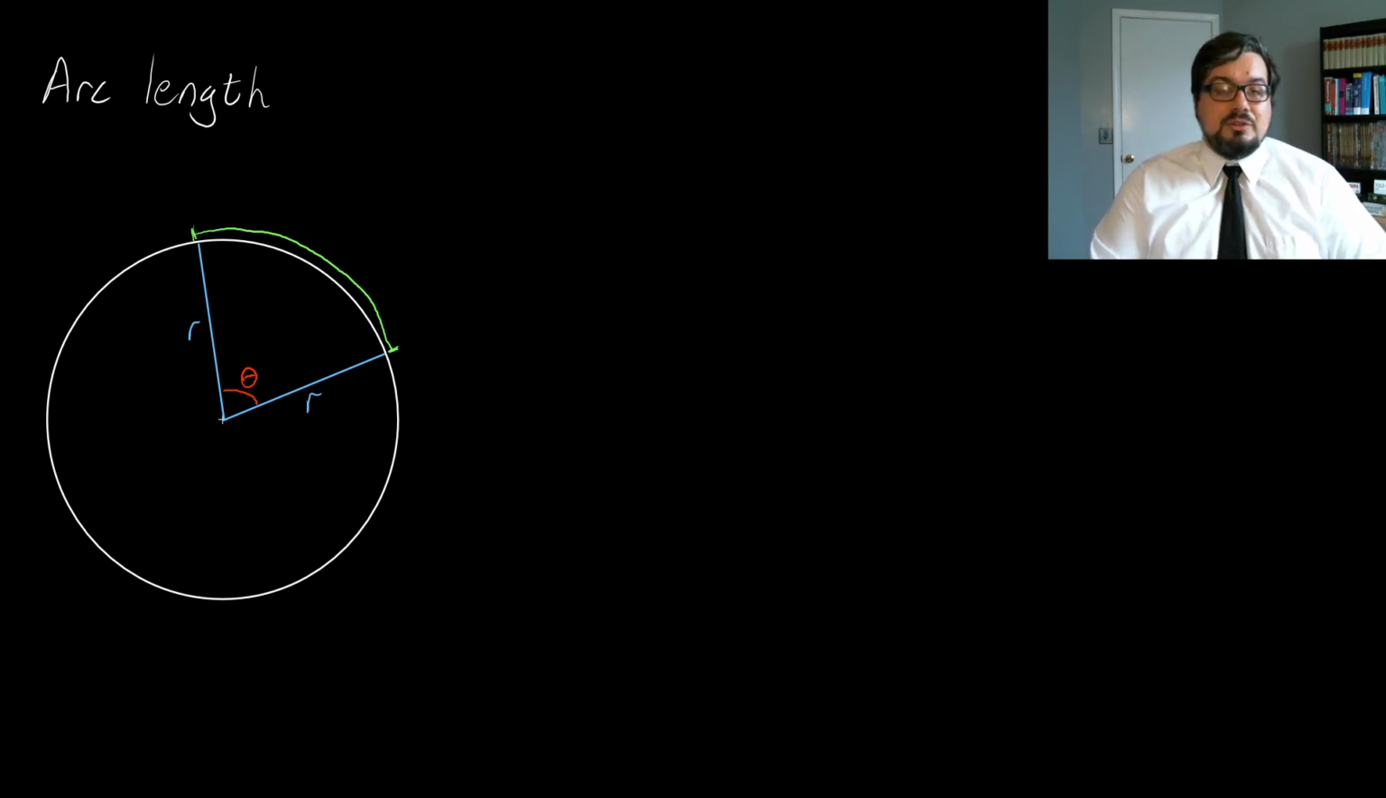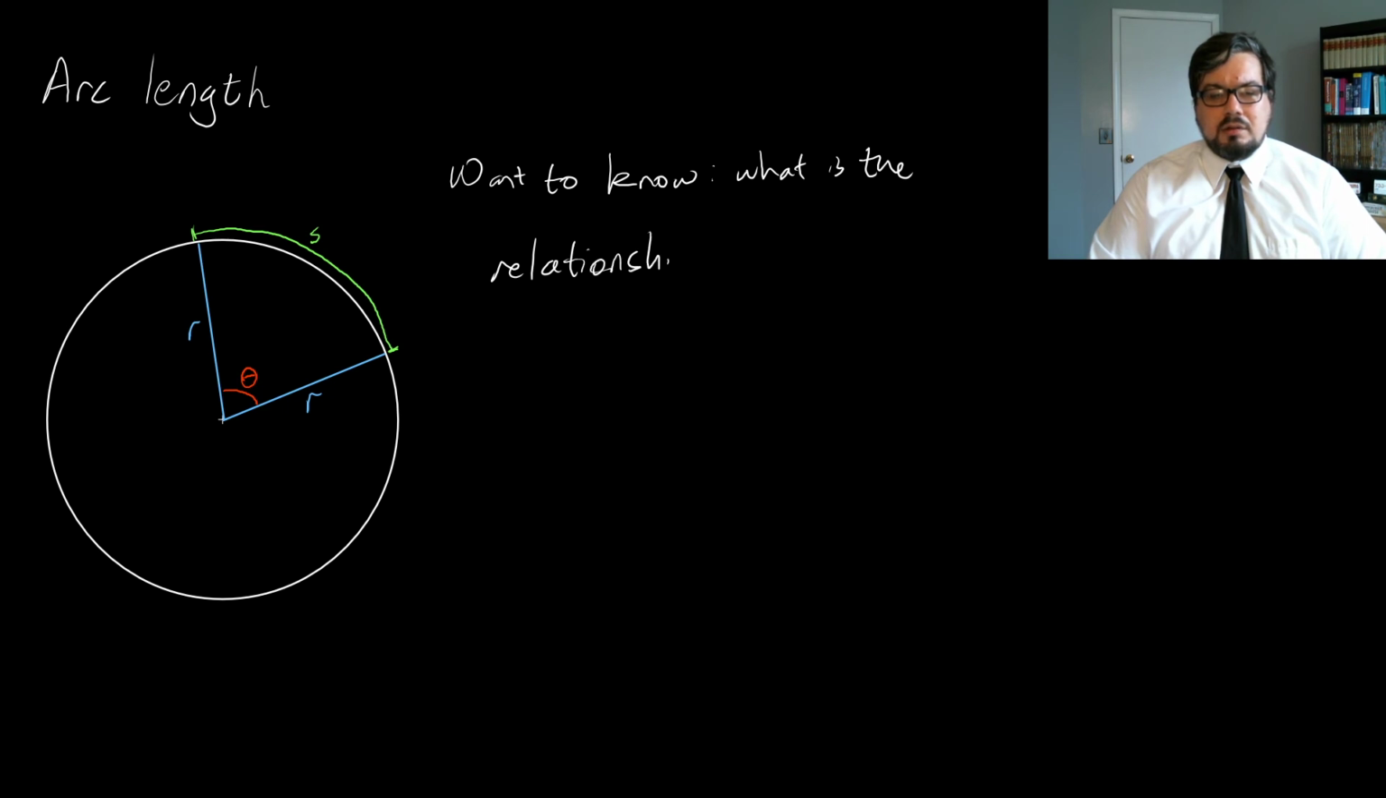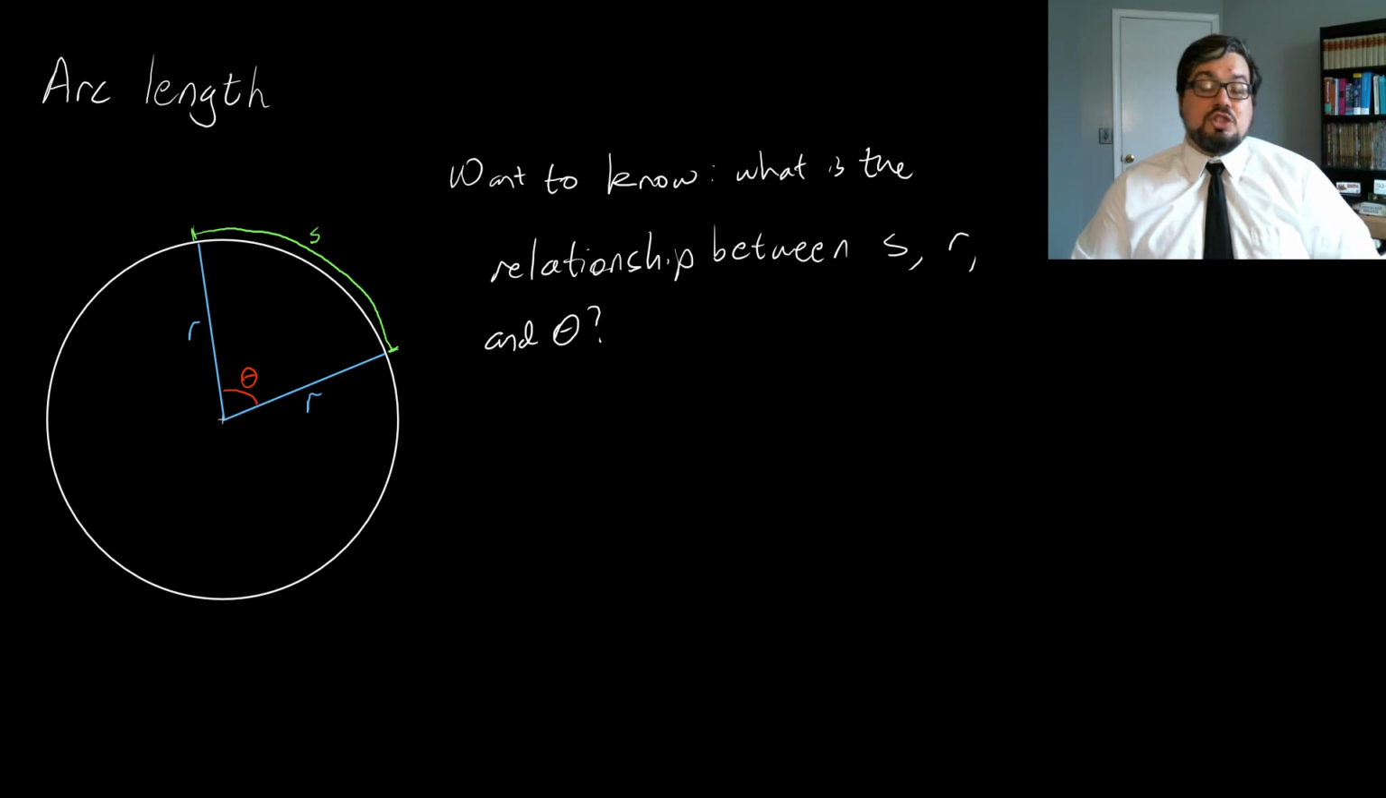We will very often use the symbol S for the length of an arc on a circle defined in this way. And we want to know what is the relationship between S, R, and theta. We can get some general ideas by simply using our intuition about geometry.